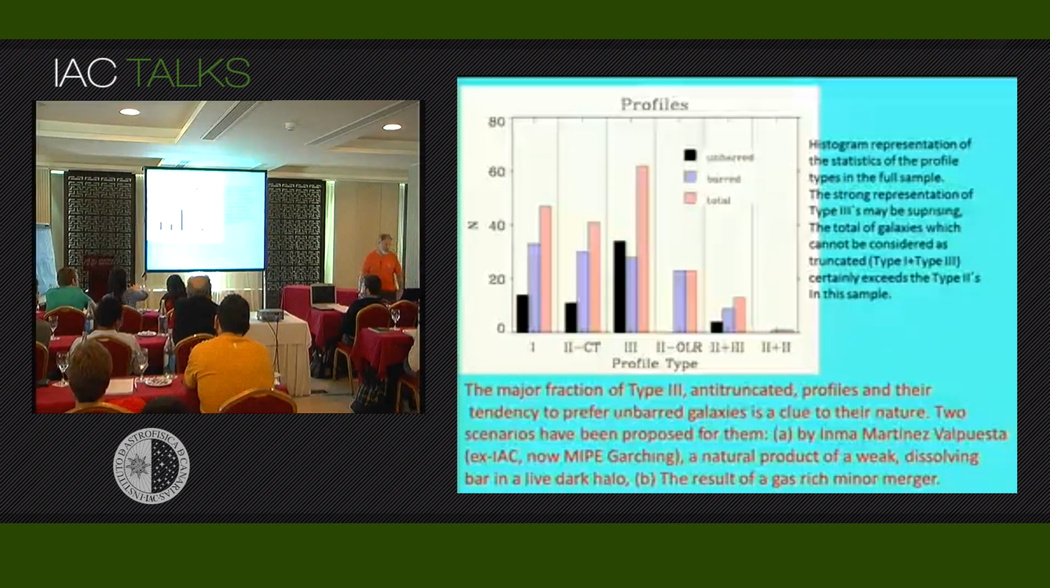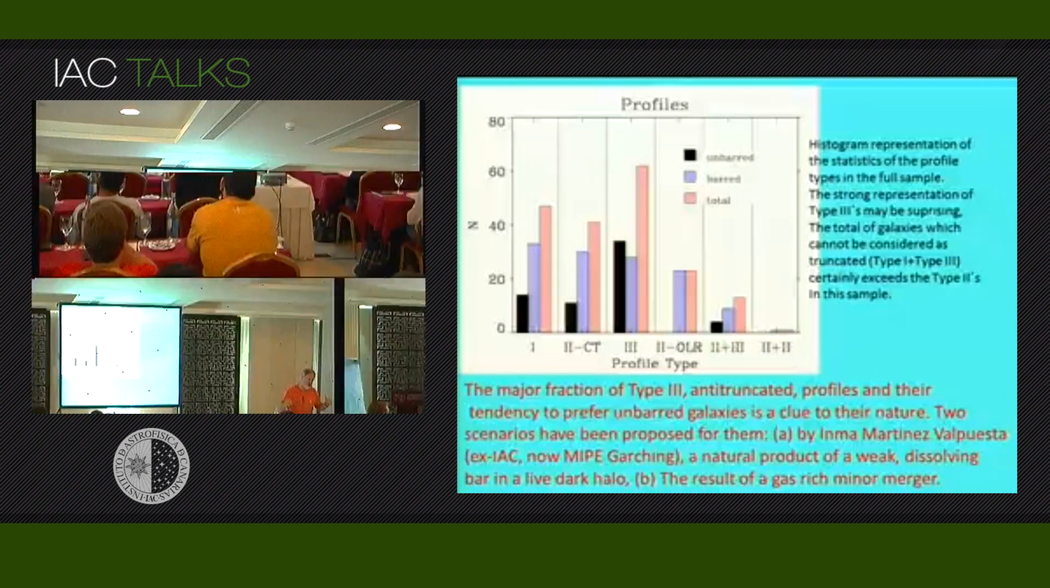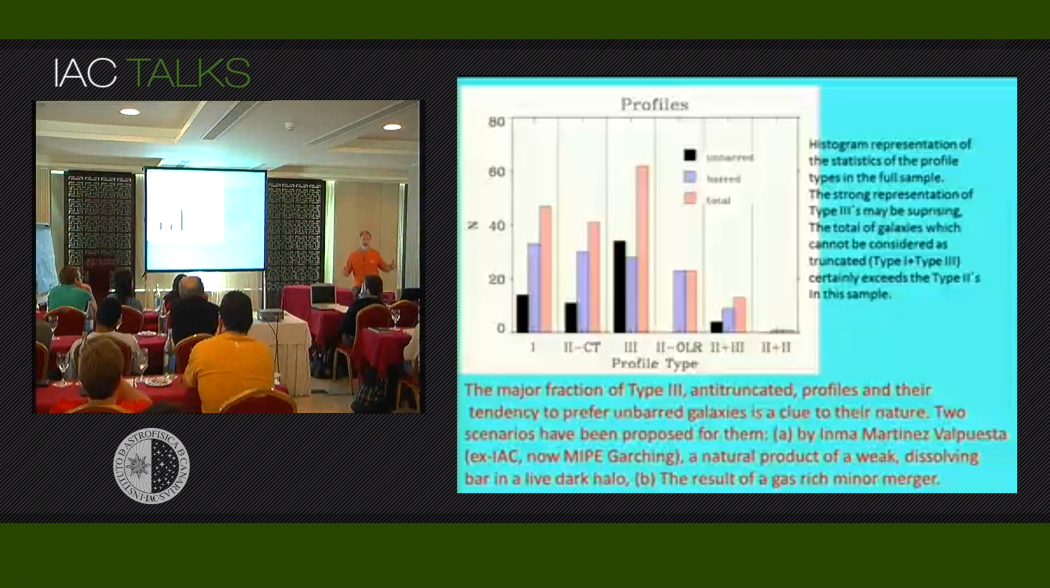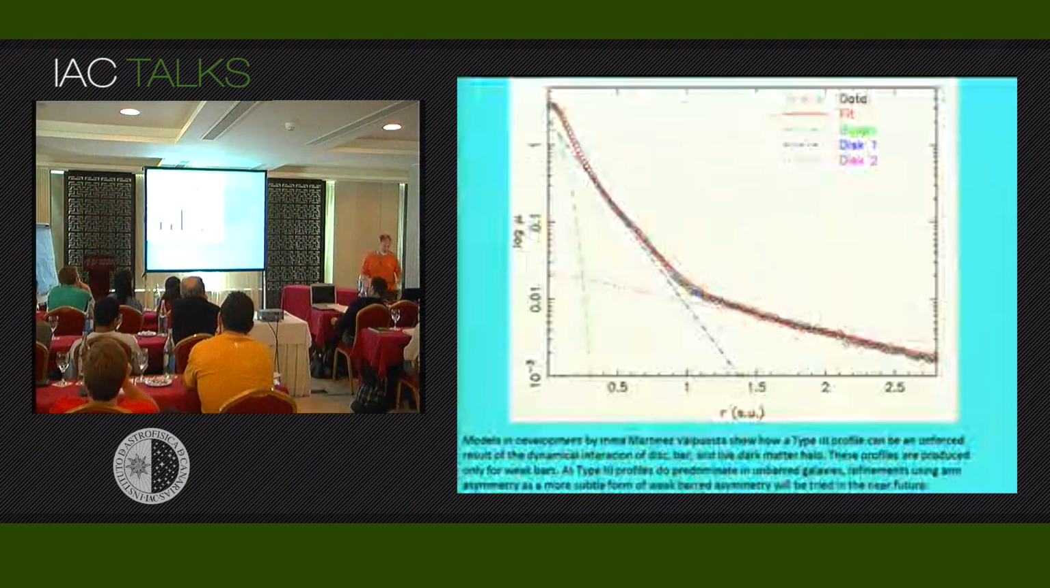The major fraction of type 3 antitruncated profiles tend to prefer unbarred galaxies, and there are two scenarios which have been proposed for them. Now, I'll be talking a bit later about models which can explain truncations. And indeed, quite a lot of interesting theoretical work has been done to explain truncations, and it's very illustrative work. But this was done in a way before, or not taking into account, that what you really need to explain is the absence of truncations in a large fraction of galaxies. So quite a bit remains to be done on this.